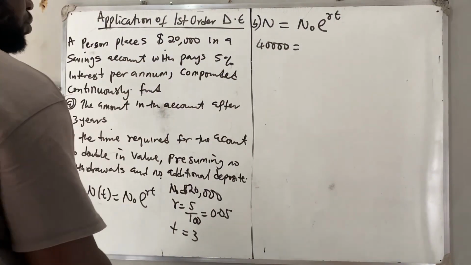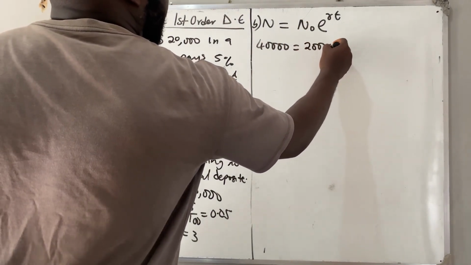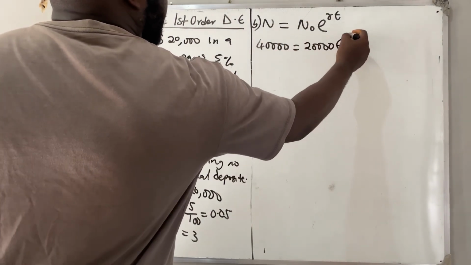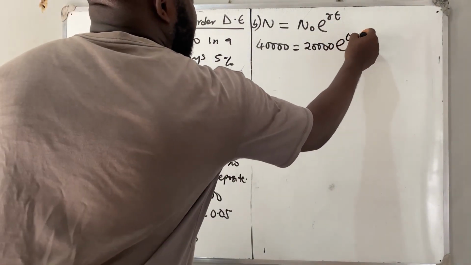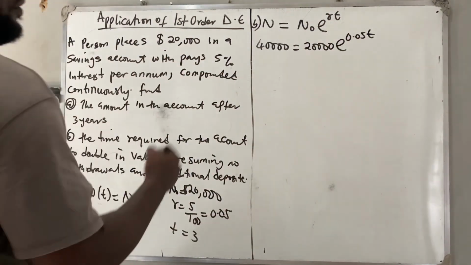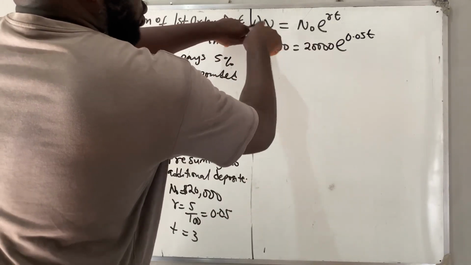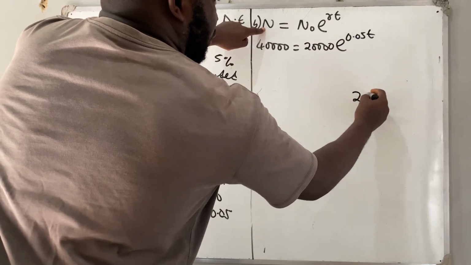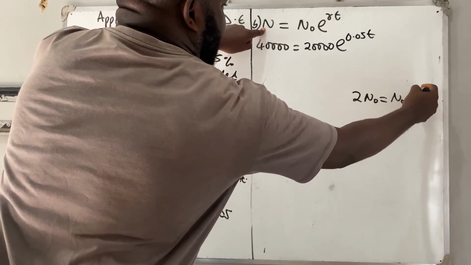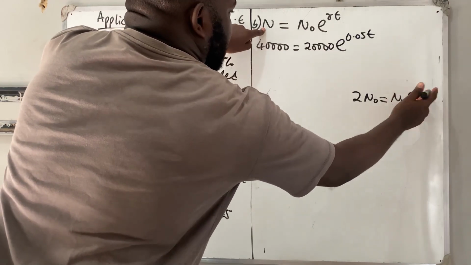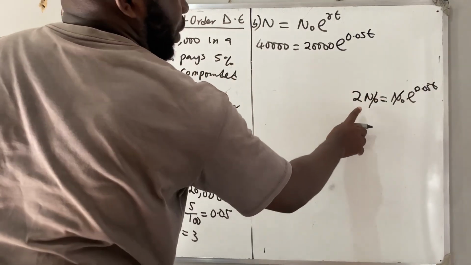40,000 is equal to, so the initial one is 20,000, then exponential. The rate, we know the rate now. The rate is 0.05. So 0.05t. Okay? Even if you don't want to do it this way, you can now say double of n naught equals what? The n naught exponential rt. And r is your what? 0.05t. So n naught cancelling n naught, we are having 2 here.